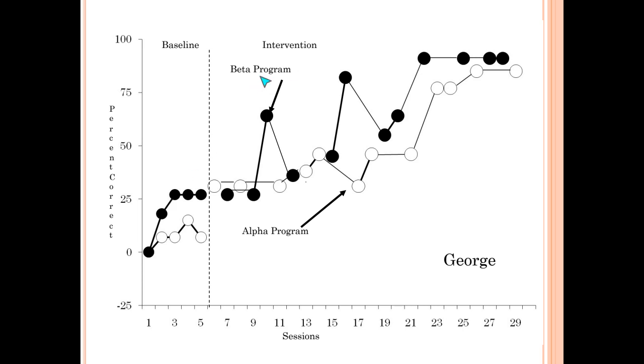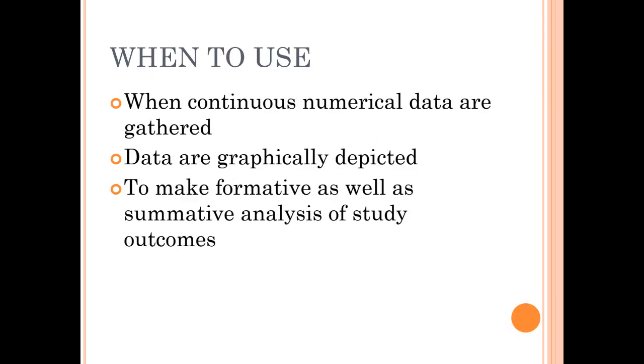So that is the basic requirement. This is the basis. You have to have a very well constructed graph, and then you can proceed with visual analysis. You gather numerical data, and this is being graphed, depicted on the graph. And then you can use visual analysis to talk about how much of an intervention effect there was, and how did it occur? What happened during individual sessions. We would call that making formative as well as summative analysis of study outcomes.